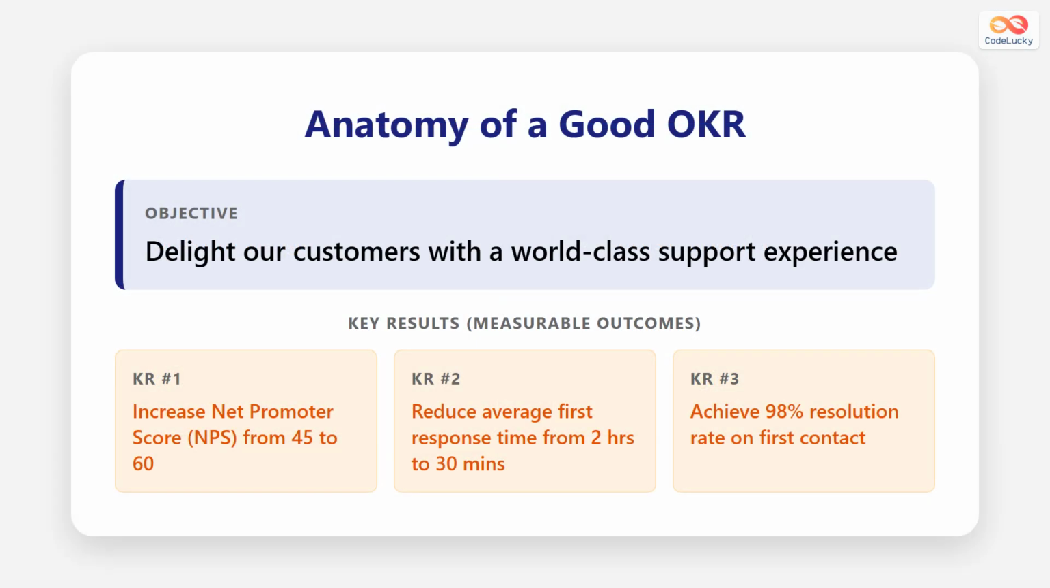Here is an example of a solid OKR. The objective is, delight our customers with a world-class support experience. Notice there are no numbers there. The key results prove we did it. Number 1, increase Net Promoter Score from 45 to 60. Number 2, reduce response time to 30 minutes. These are clear and measurable.